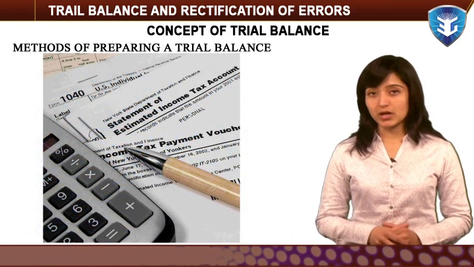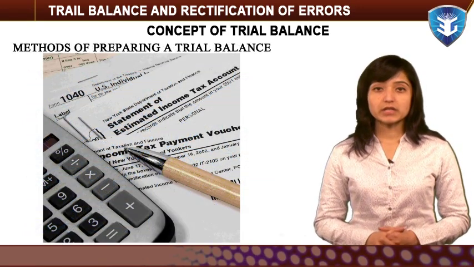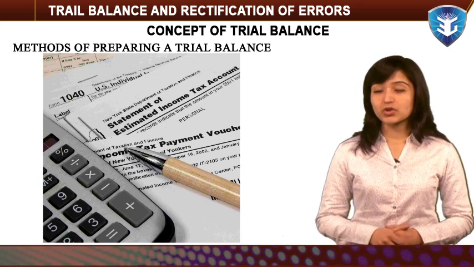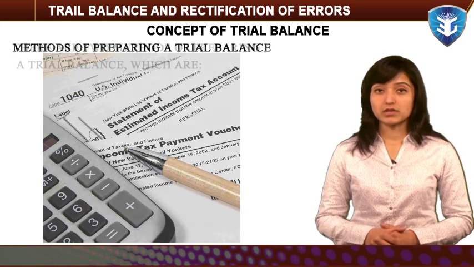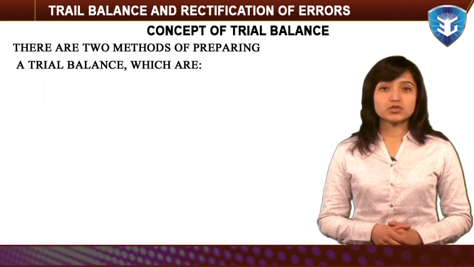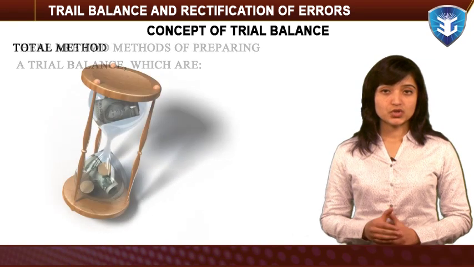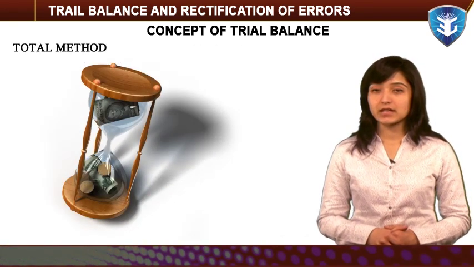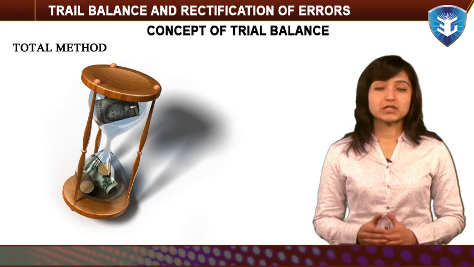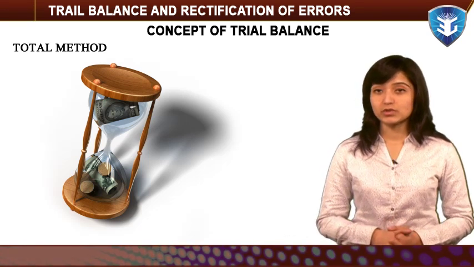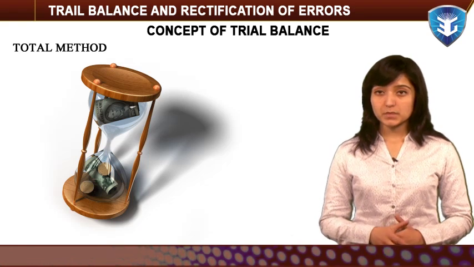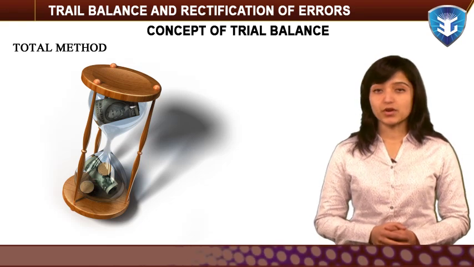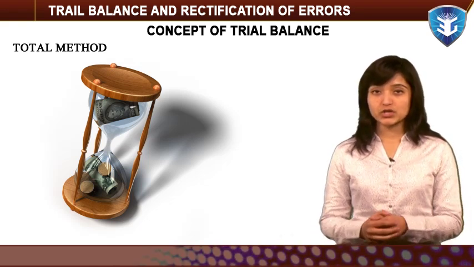Methods of preparing a trial balance. The precision of recording in the journal entry and ledger posting is examined by preparing a periodic trial balance at the end of the accounting period. There are two methods of preparing a trial balance. Total method refers to the method in which the total of the debit and credit sides of ledger accounts, excluding the closing balances, is shown in the trial balance. With the help of this method, the trial balance can be prepared immediately after the posting of transactions from journal to ledger books.